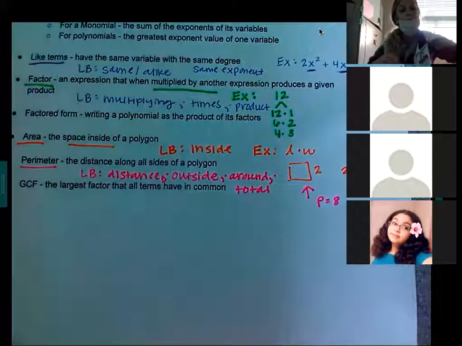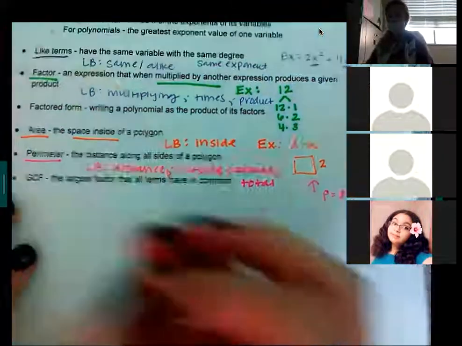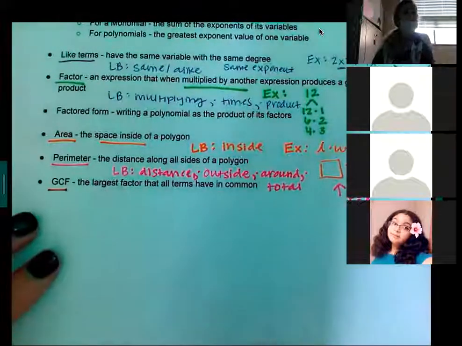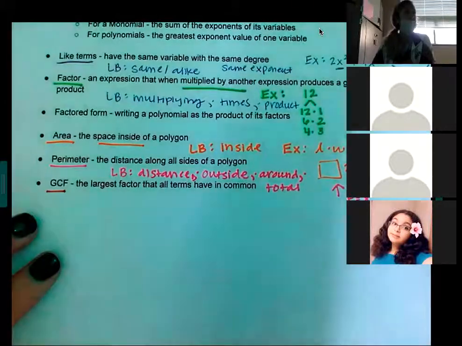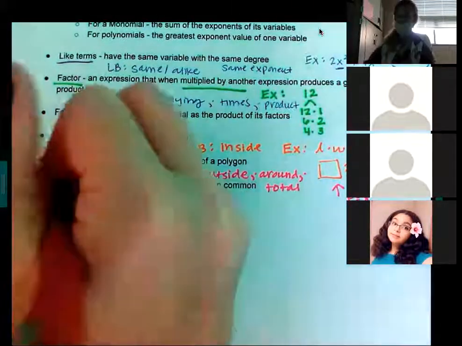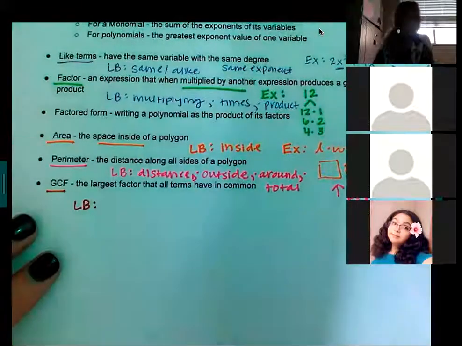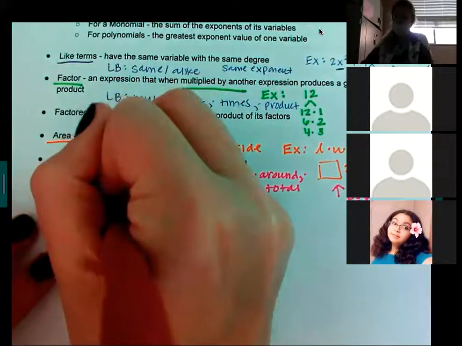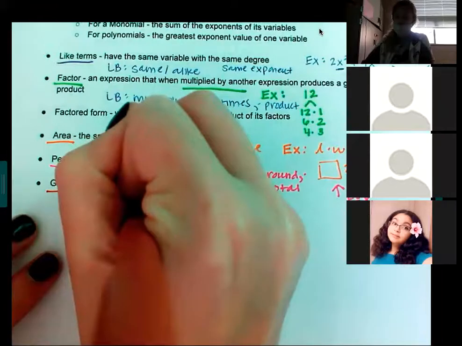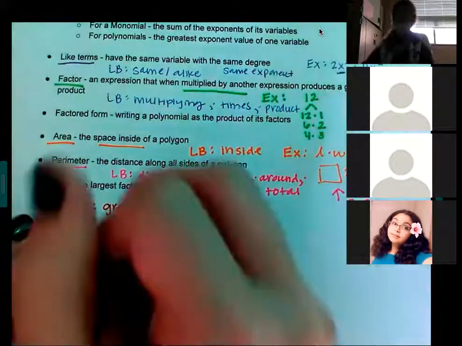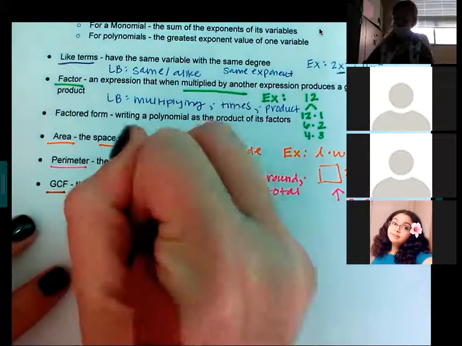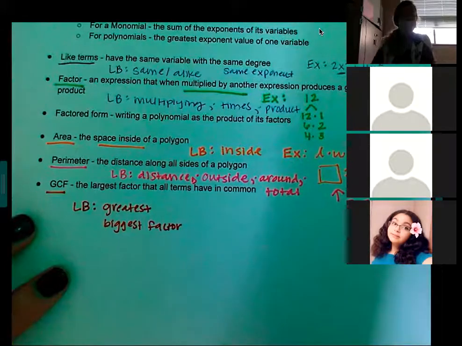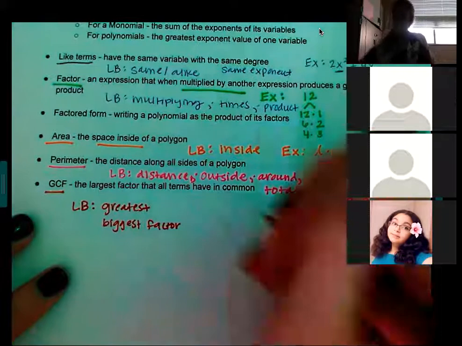Then this last one, we also should have learned in middle school. Greatest common factor, very good. GCF, you can literally put for the definition, greatest common factor. What could be a light bulb word? Greatest. Great. Okay, I like that. You could say just greatest. Remember, it's supposed to try to be a synonym. You could say biggest factor. Anything like that. So for an example, let's just review.